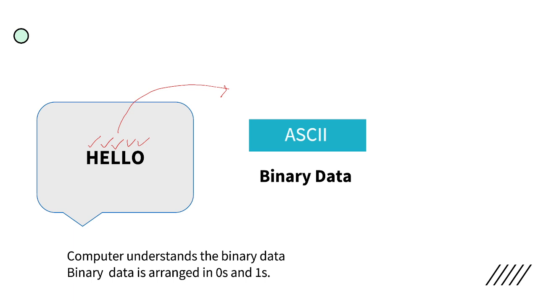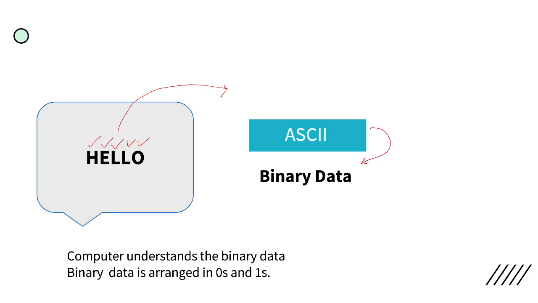So the question might arise, who converts this into the ASCII code? And what is an ASCII code? ASCII is nothing but the American Standard Code for Information Interchange. Once the keyboard receives the key pressing action from the user, each character gets converted into ASCII code, and that ASCII code is nothing but binary data.